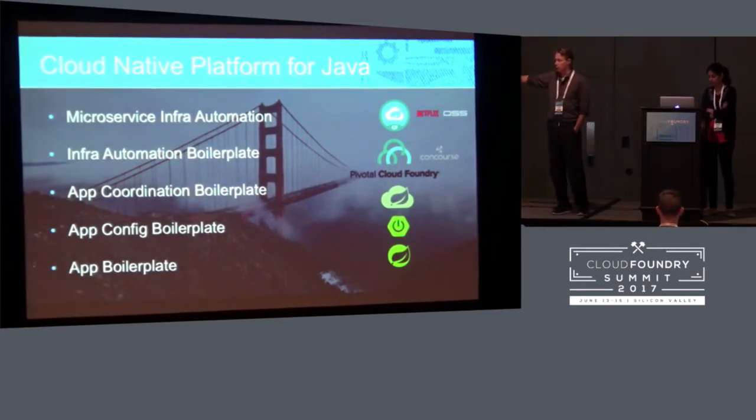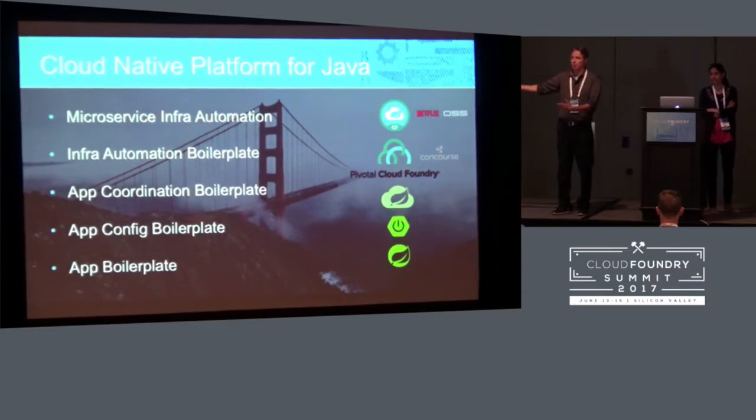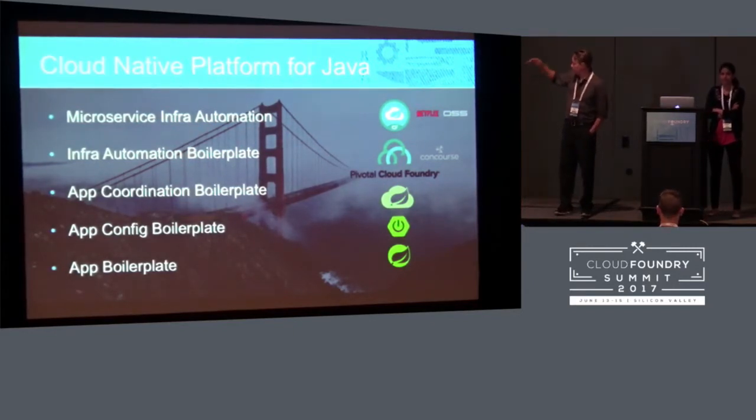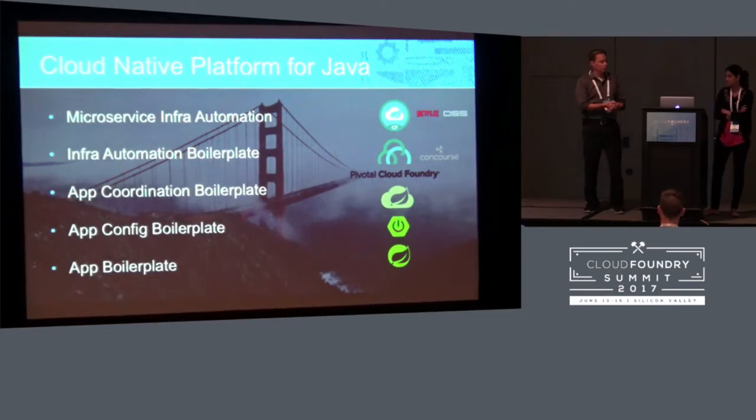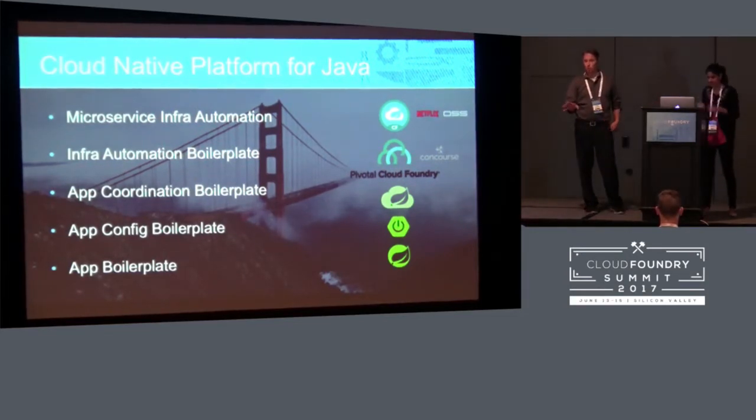So you've probably all heard of Spring and that it does a great job with application boilerplate and patterns. Spring Boot, great, that helps with configuration. Spring Cloud, great, that helps with distributed computing patterns. Cloud Foundry, that helps with infrastructure automation. Microservice specific infrastructure automation even. So there's a lot to offer in Java. What Madhura and I are going to do is take you through a quick 30-minute whirlwind tour of what that looks like with Pivotal Cloud Foundry.